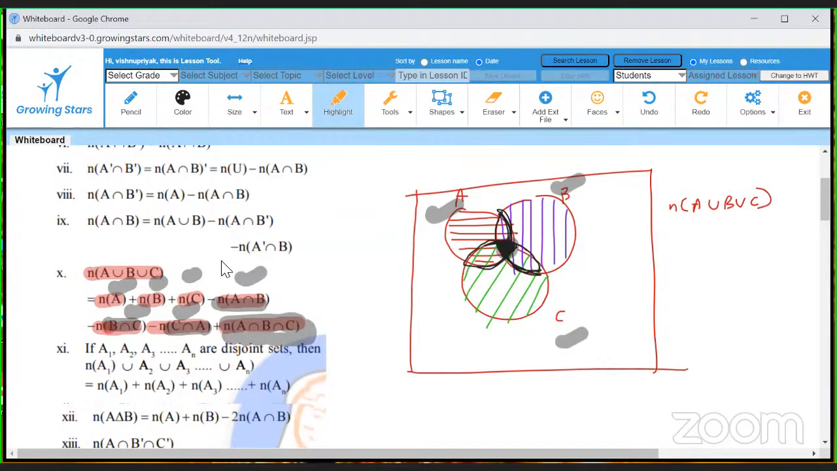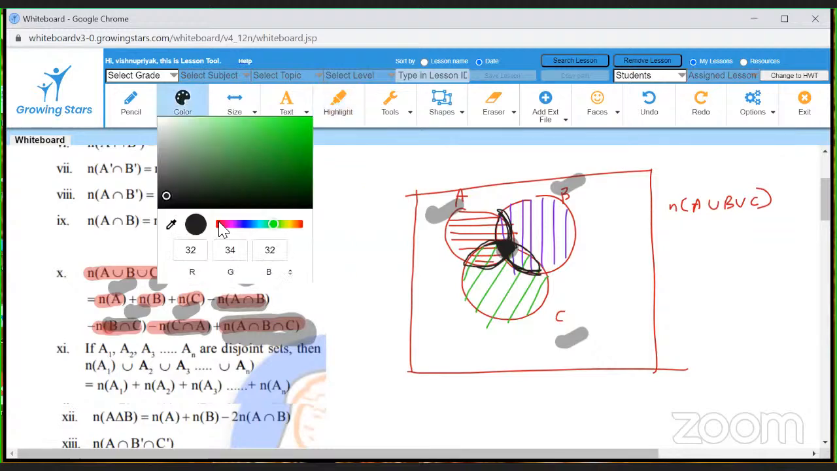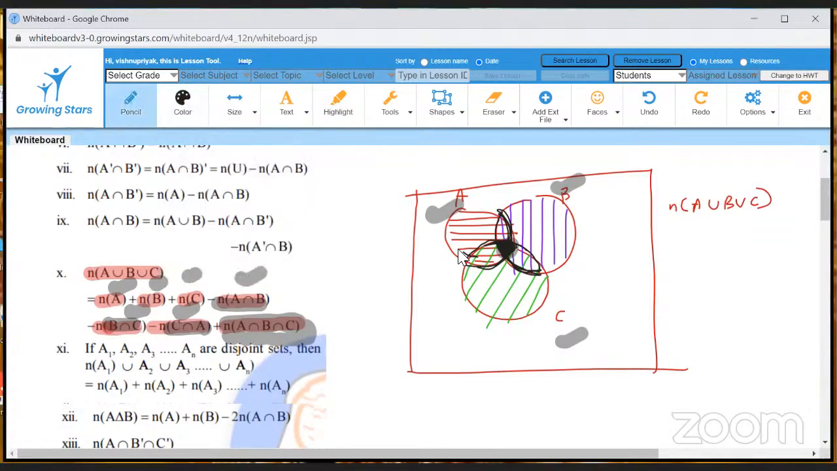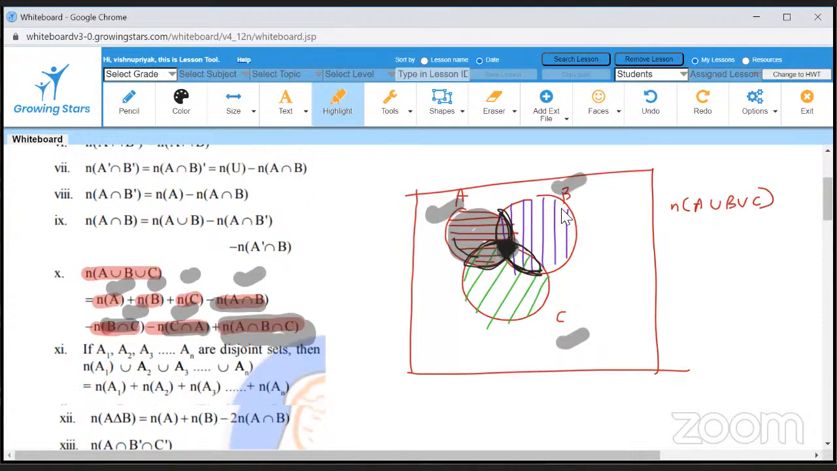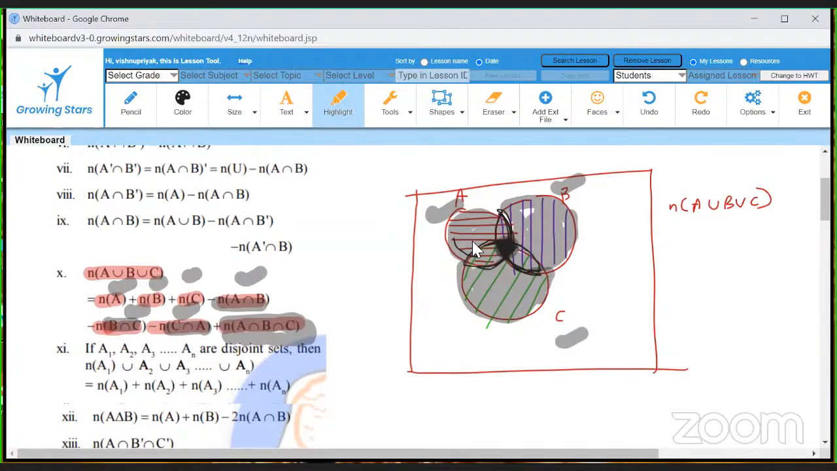So basically, when I want A union B union C, I will shade all one time. Here also I will shade only one time. Double times I will not shade anywhere. That is A union B union C, the shading part. So this is all I wanted to tell you on the sets.